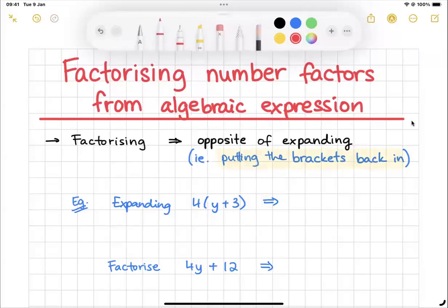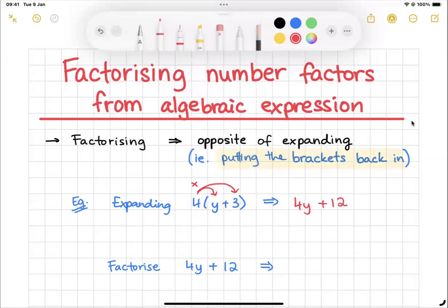Okay, so as an example, just to show you visually, expanding from last lesson was basically: I get given an algebraic expression with brackets, so kind of like 4 lots of y plus 3, 4 bracket y plus 3. And I need to expand it out. To expand it, all I would do is multiply the outside number 4 by anything that's inside the bracket. So 4 times y gives me 4y. 4 times 3 gives me 12. And that's how I expand.